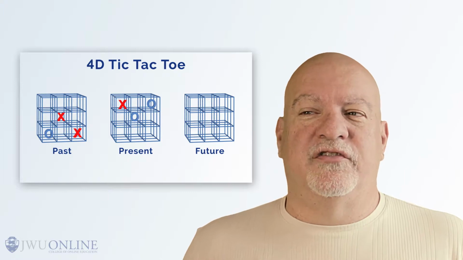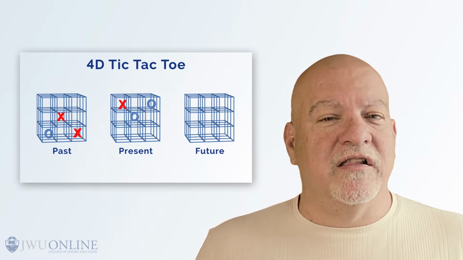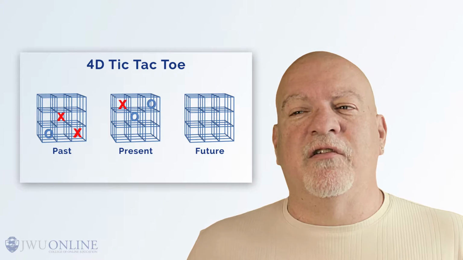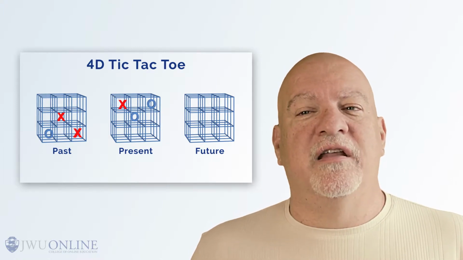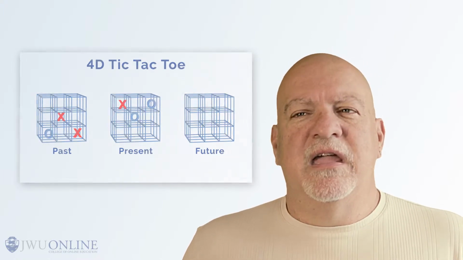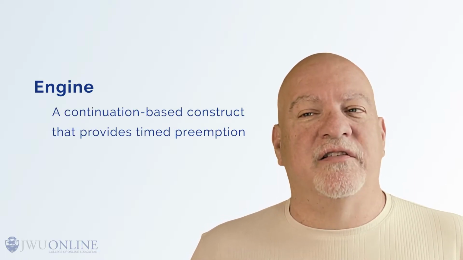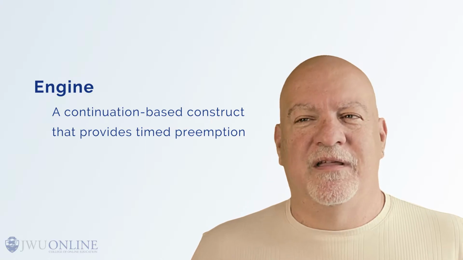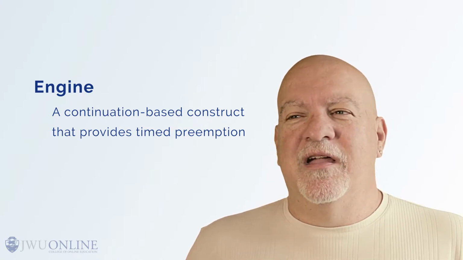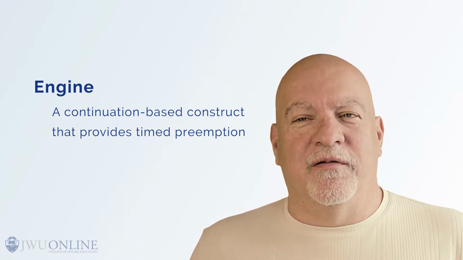Even our game of four-dimensional tic-tac-toe, as described in an earlier video with its elegant memory constructs, still follows a similar control design to these other programs. In computer science, there's often a need to have a more advanced form of control logic known as the engine. Formally, an engine is a continuation-based construct that provides timed preemption. Whoa, that's a mouthful. But what is it and why is it so important?